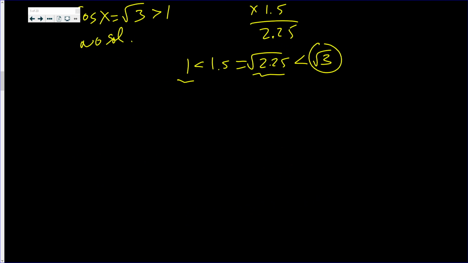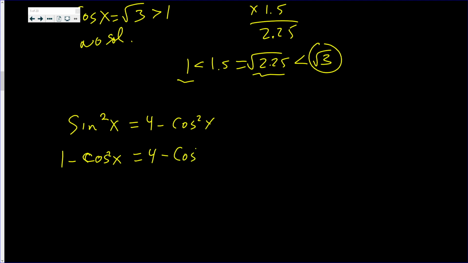Okay. Now, what if you had this problem? Slightly different, just a little bit different. Want to get you to think. Sine squared x is 4 minus cosine squared x. Well, the left side is the same as 1 minus cosine squared x, and it equals 4 cosine squared x. I hope you see that there's a problem.